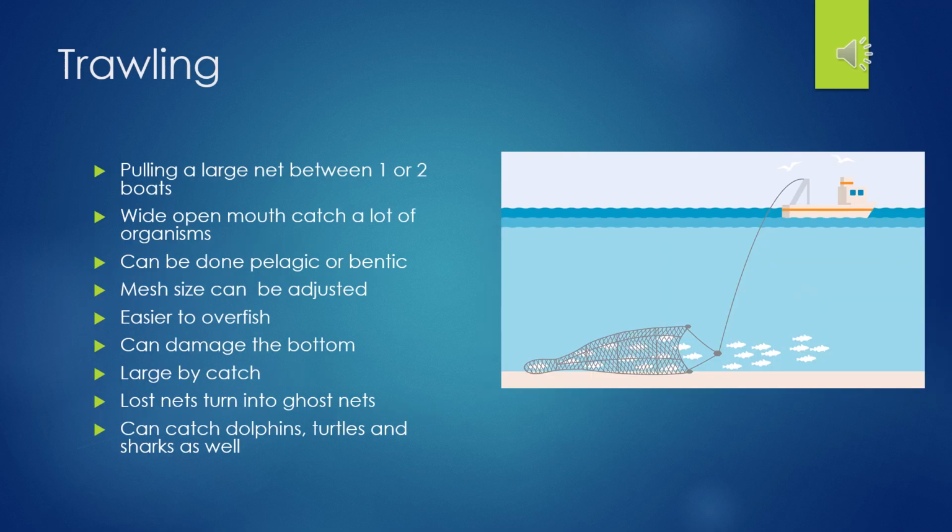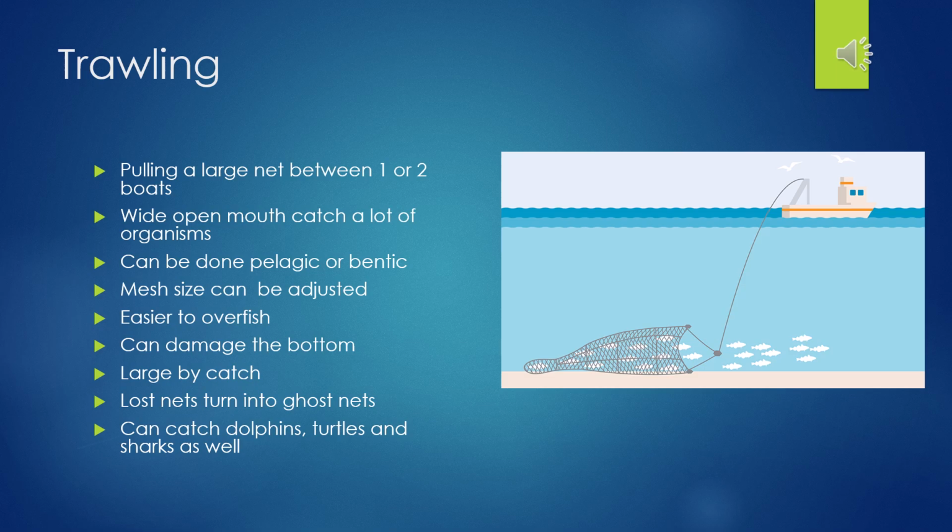Trawling, on the other hand, has a very different environmental impact. Trawling is a way of fishing that really only works when you have ships with a strong engine. You pull a large net between one or two boats, and there's a huge open mouth that catches a lot of organisms. This can be done high in the water, or at the bottom, depending on what species you're going for.